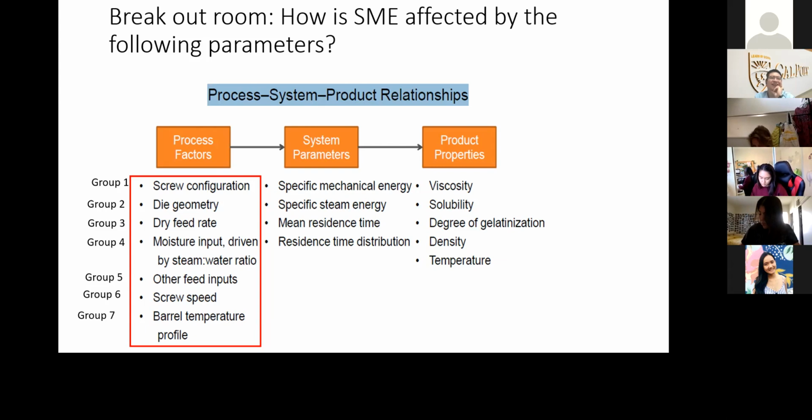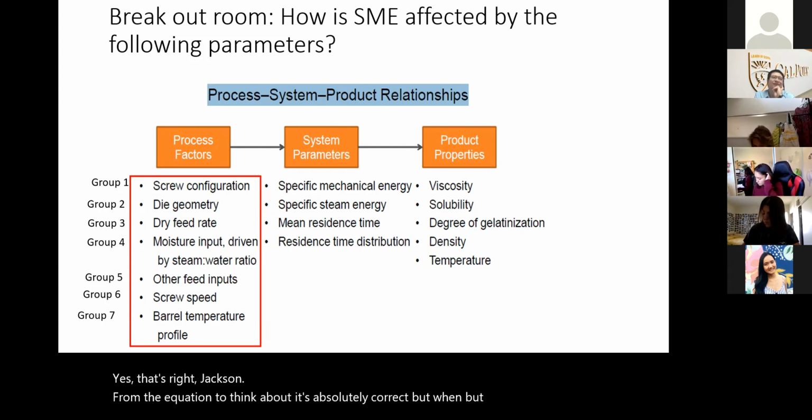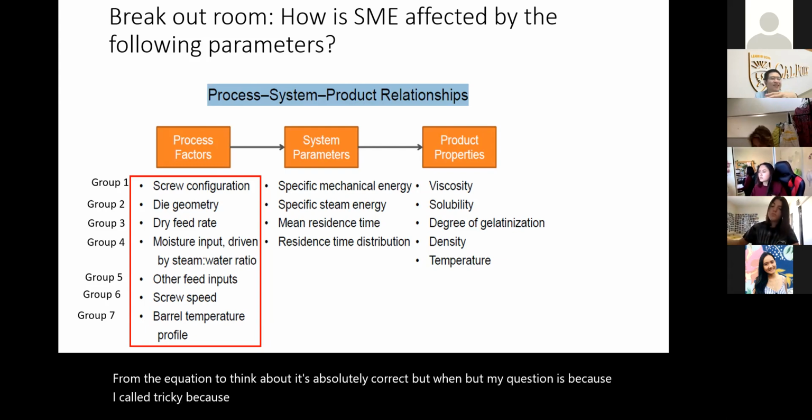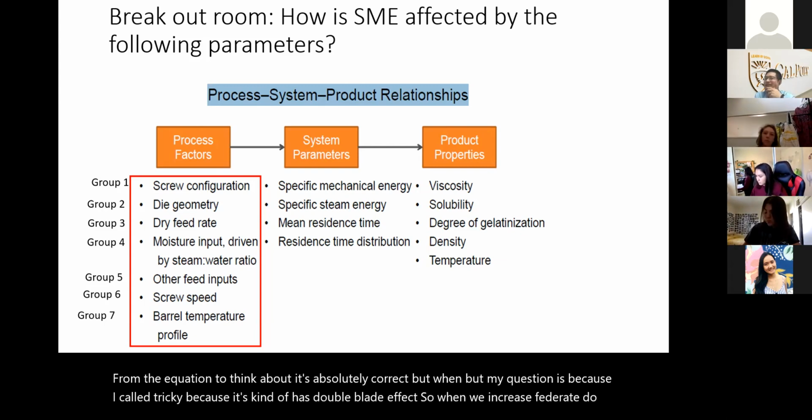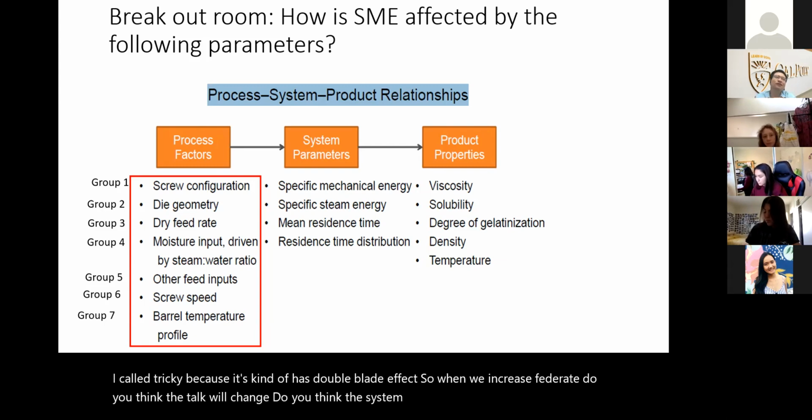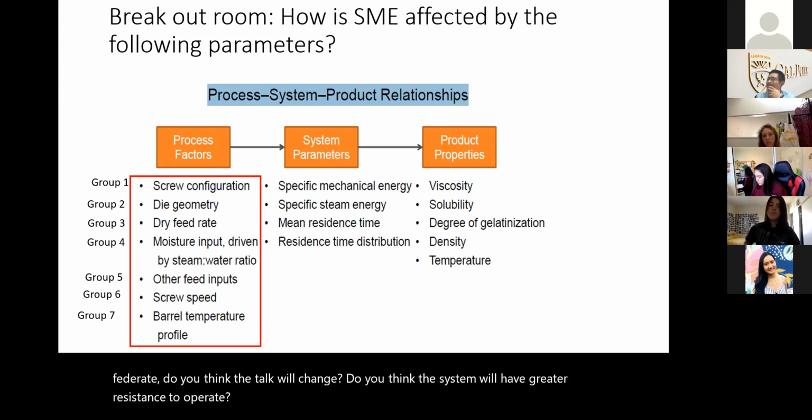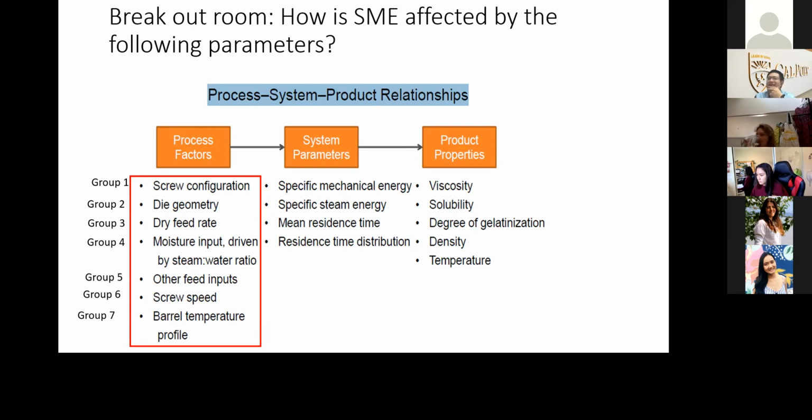Yes, that's right, Jackson. From the equation, that's absolutely correct. But my question is, I call it tricky because it kind of has a double-edged effect. So when we increase feed rate, do you think the torque will change? Do you think the system will have a greater resistance to operate?